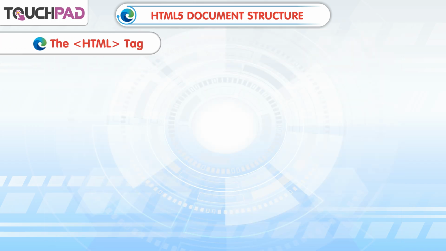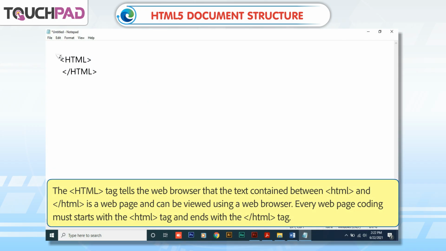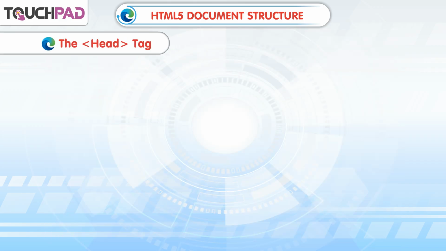The html tag. The html tag tells the web browser that the text contained between <html> and </html> is a web page and can be viewed using a web browser. Every web page coding must start with the <html> tag and end with the </html> tag.